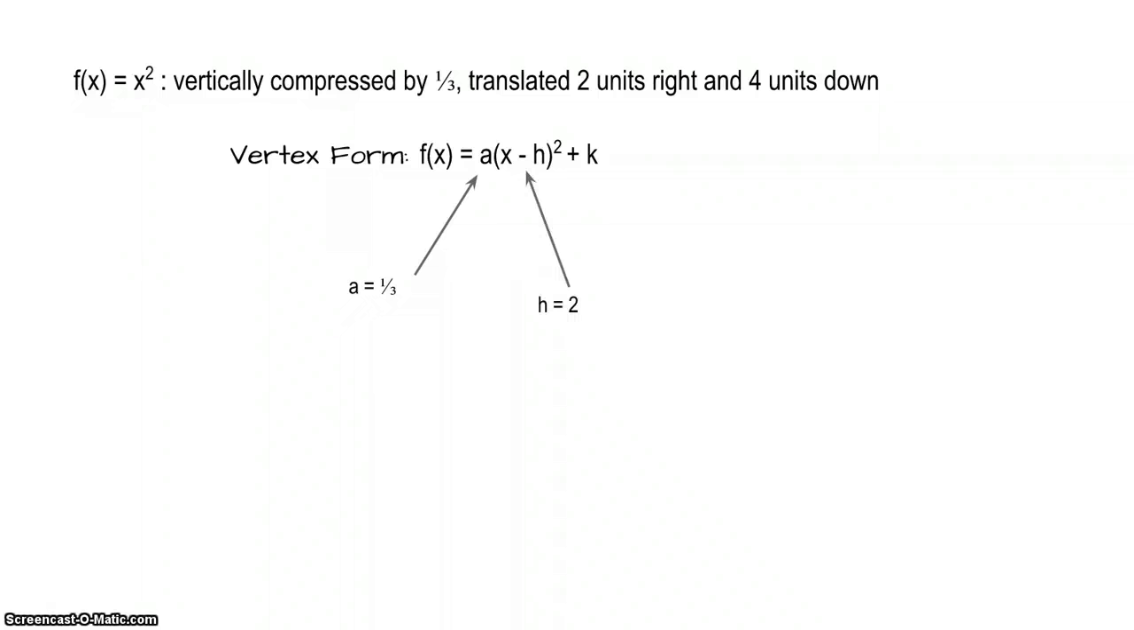H is 2. We're going to translate 2 units right, positive 2 units right. And K is -4 because we're going down. So, the new function g of x should be 1/3 times the quantity x minus 2 squared, and then we're going to subtract 4 on the very end of that. The vertex of this function is at 2, -4.